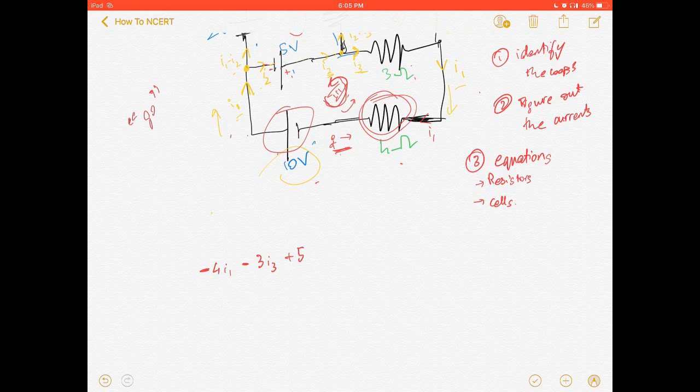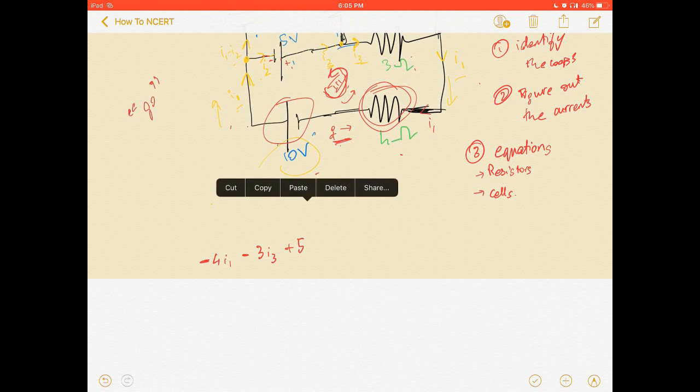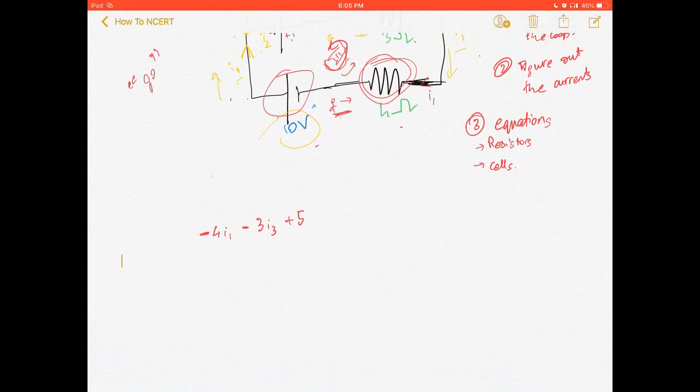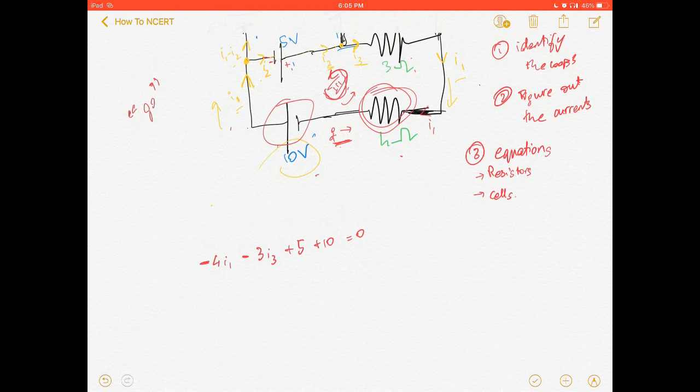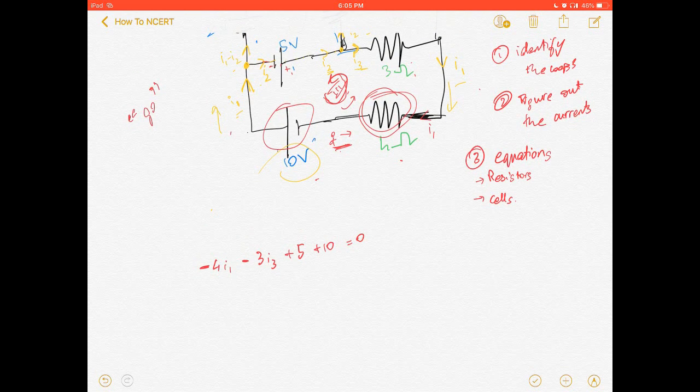Then I reach here again. Now this cell also, I've approached the positive end, and I'm going from the positive end to the negative end. So I'm going to have a plus 10 over here, equals 0. That's my equation for the third loop. So for loop number 3, this is my equation.